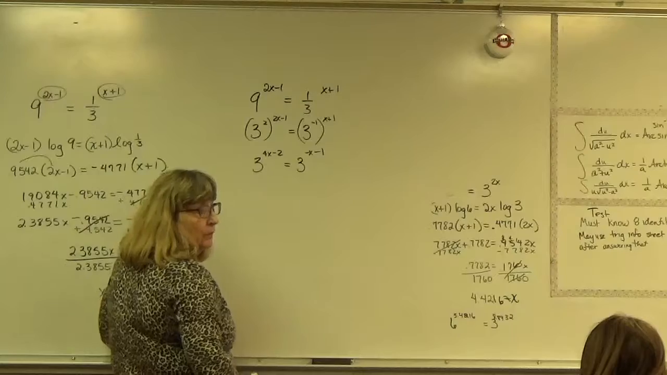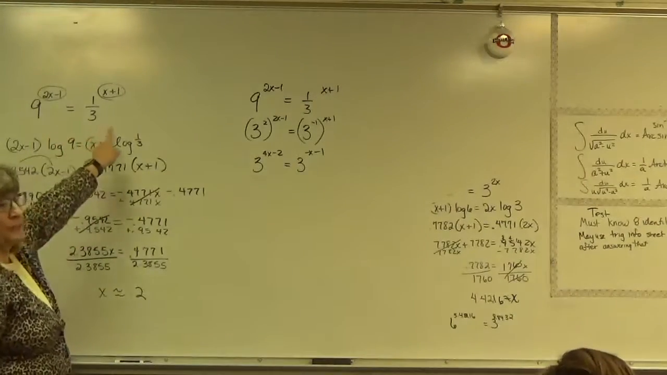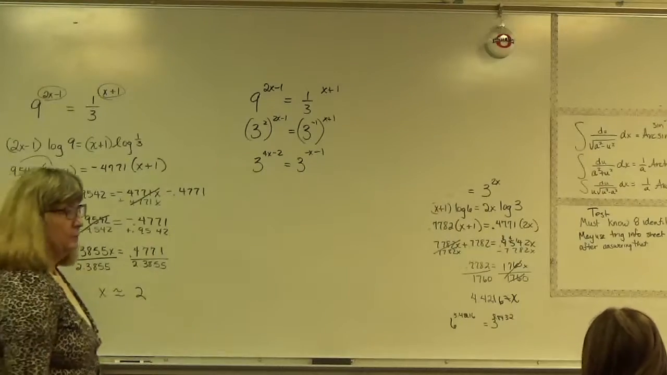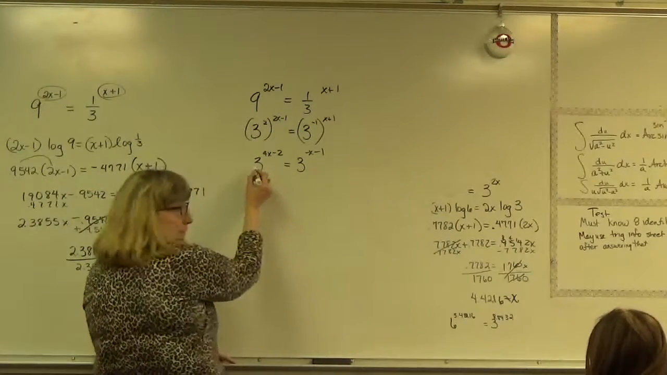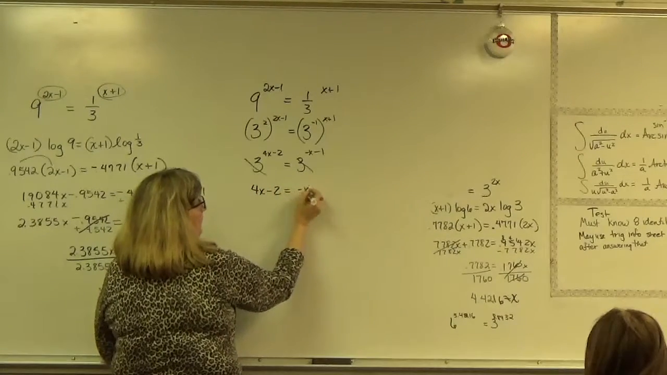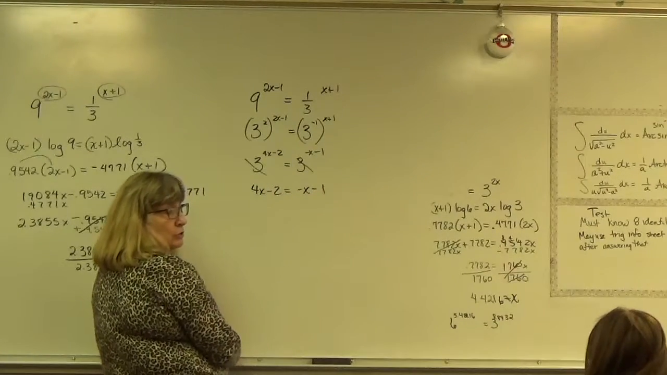I'm doing the same problem, doing it in the same bases, which I said you don't have to write down, we're just using it to prove whether or not we get the same answer. Now, aren't my bases the same? So we have 4x minus 2 equals -x minus 1. So what would you do to solve it for x?